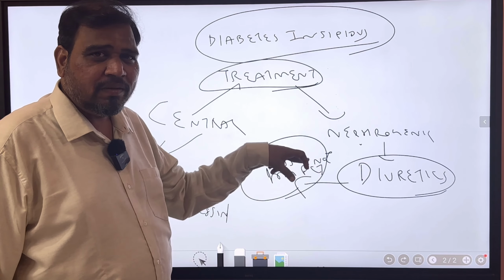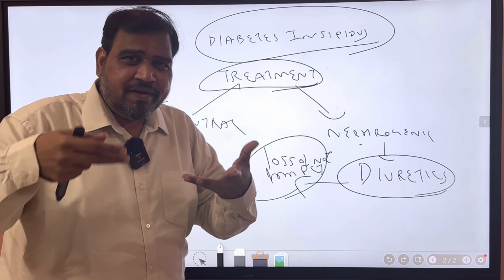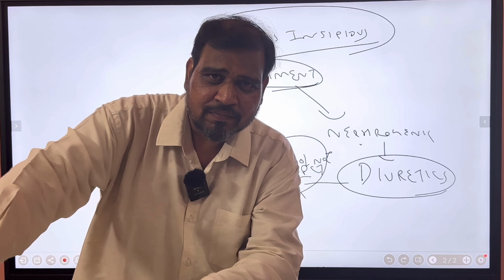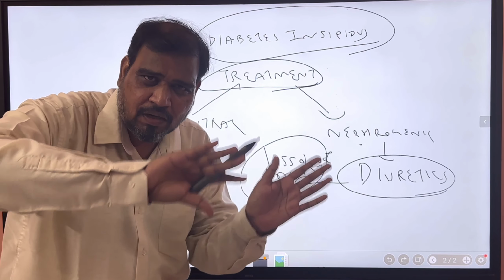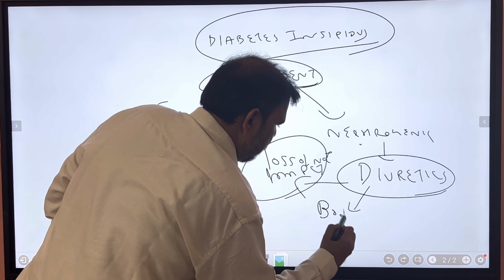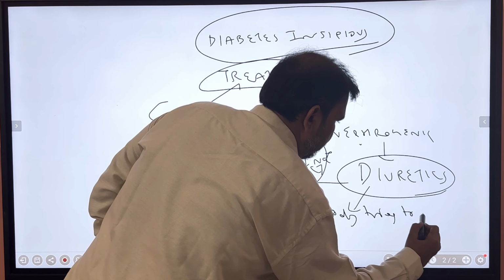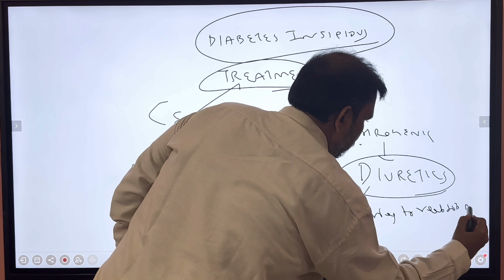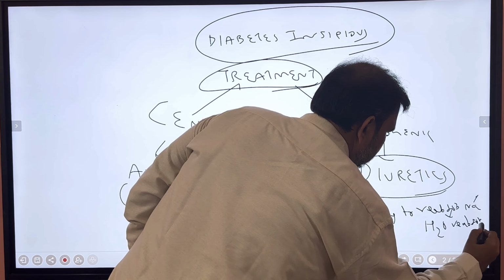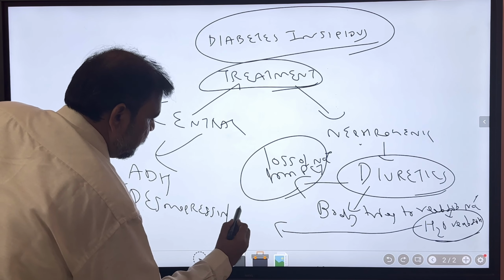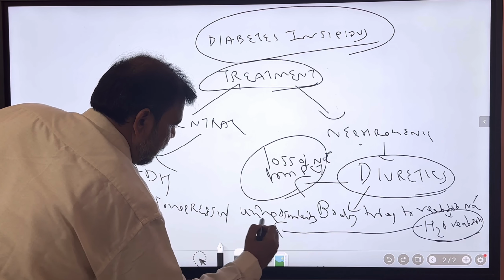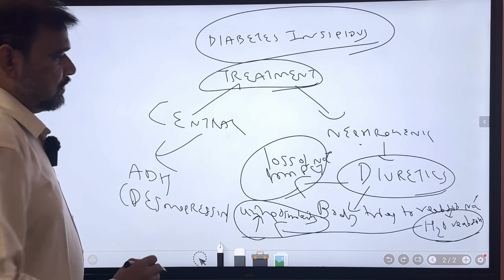But because of loss of sodium, what happens? Your body tries to reabsorb sodium because sodium is lost. So it is a homeostatic mechanism. I am giving diuretics and making sodium be lost in the urine, so what does your body try to do? It tries to reabsorb sodium. As sodium is reabsorbed, water is also reabsorbed. So when water is reabsorbed, urine osmolarity increases.